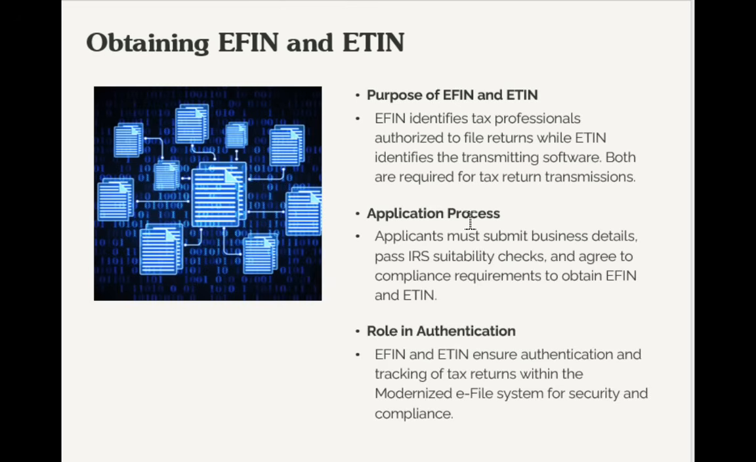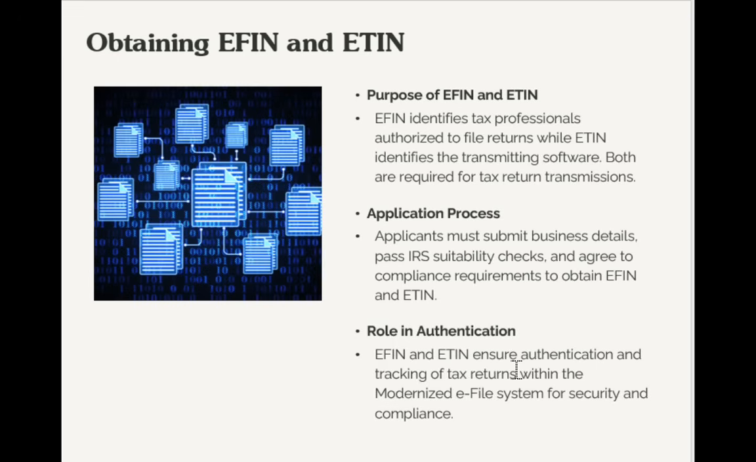So here is the process of obtaining those numbers. You basically go to the e-services online. We'll show you those slides next. But first, let's look at the purpose of EFIN and ETIN. EFIN, electronic filing identification number, identifies the tax professional authorized to file returns, while ETIN identifies the transmitting software. Both are used for tax transmission. The application process we'll discuss next.